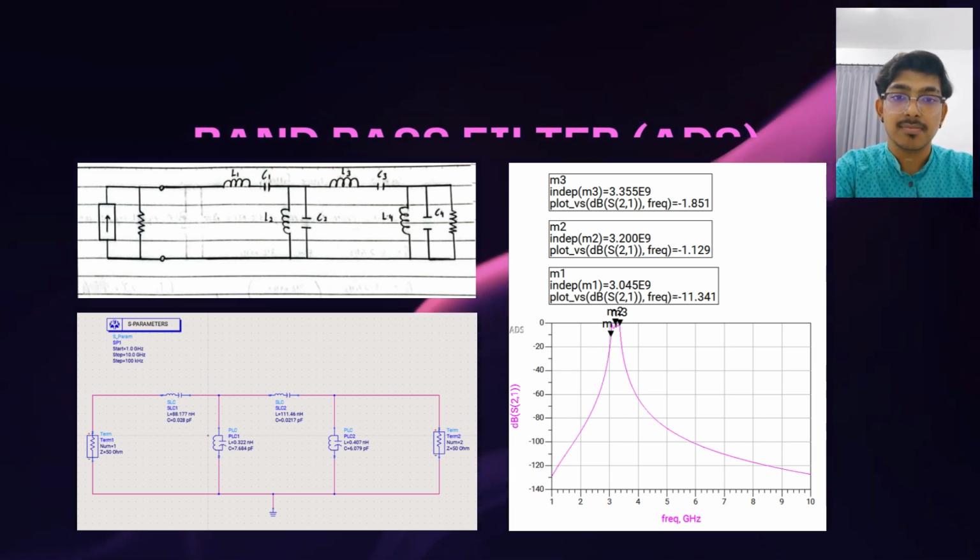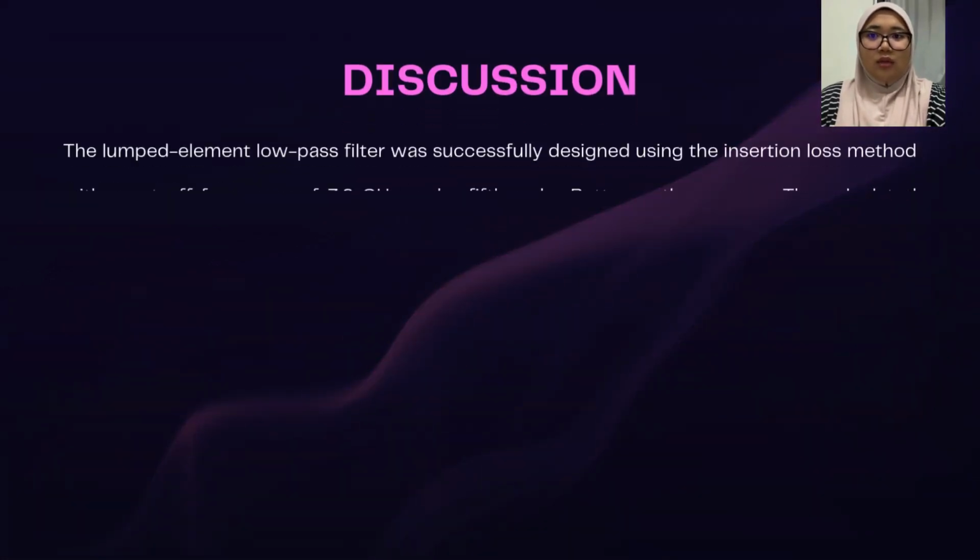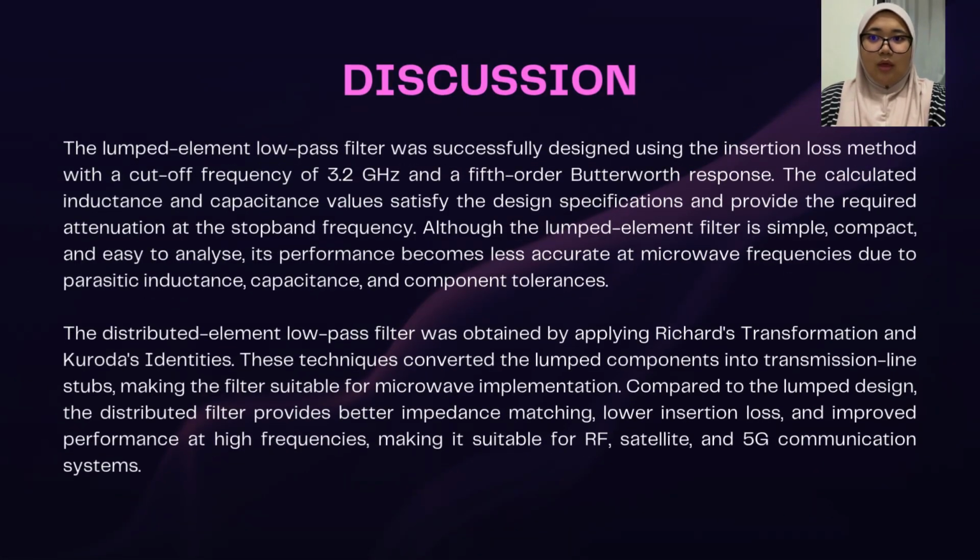Thank you. Now I will discuss the performance of the low-pass filter. The lumped element low-pass filter was successfully designed using the insertion loss method with a cut-off frequency of 3.2 GHz and a fifth-order Butterworth response. The calculated inductance and capacitance values meet the design specification and provide the required stopband attenuation.